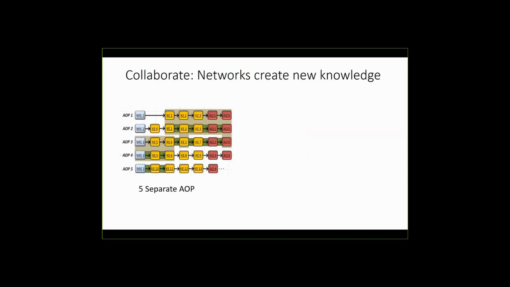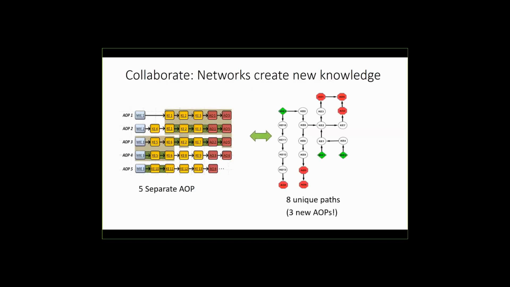So in this particular hypothetical example here, we have 5 separate AOPs, but as you can see, some of them have some overlapping components. They have some shared key events and some shared key event relationships. Now, on their own, they form 5 separate AOPs, but when you combine them together into a network, 3 new paths actually emerge from these AOPs, just from the fact that they share components. And it's in this way that AOPs can actually form new knowledge that didn't exist before.